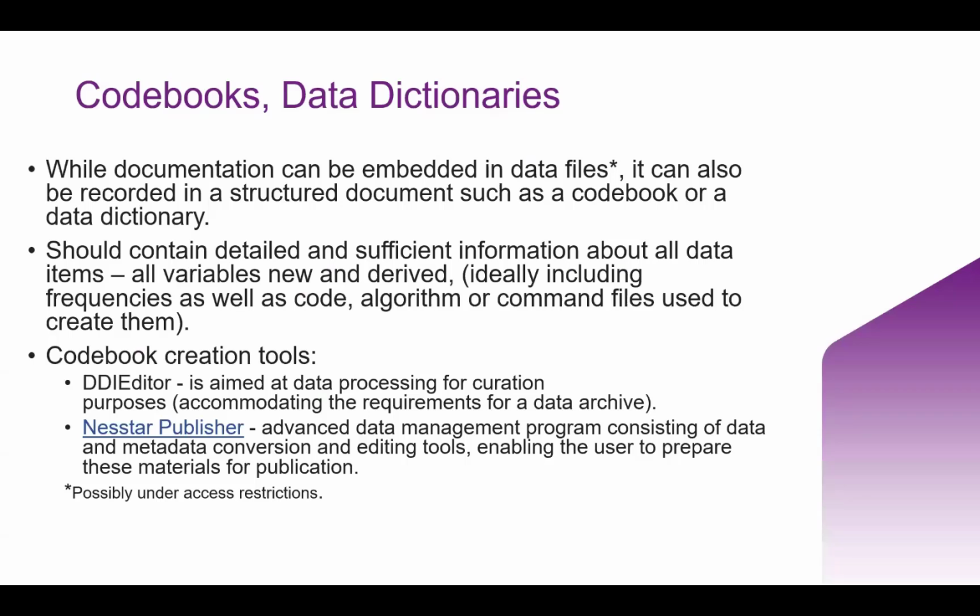As an alternative to embedded metadata, you might also have this information in a structured document altogether, so in code books or data dictionaries. And this should contain the detailed and sufficient information about all of those data items, including the variables, new and derived, frequencies, command files that are used to create derived variables. We also have code book creation tools. We have the DDI editor, which is aimed at data processing for curation purposes. So this can be used prior to depositing your collection in the archive.